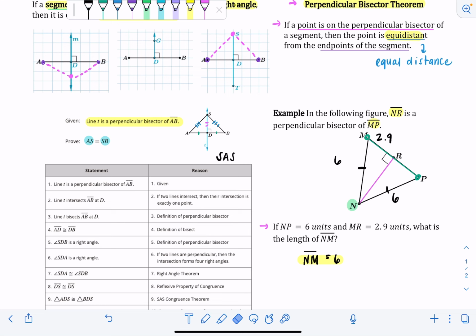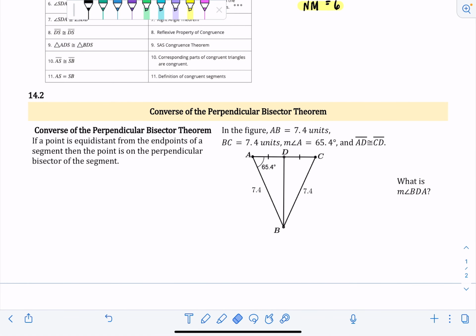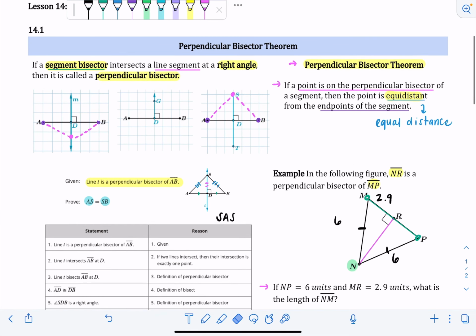Okay, so moving on to 14.2, very similar, just reverse order. This is the converse. So 14.2, converse of the perpendicular bisector theorem. Remember that a converse just essentially takes a theorem and switches the order of the hypothesis and the conclusion. So I'm going to go back up to the perpendicular bisector theorem really quick. If a point is on the perpendicular bisector of a segment, then the point is equidistant from the endpoints of the segment. So remember, a lot of these statements have if and then.